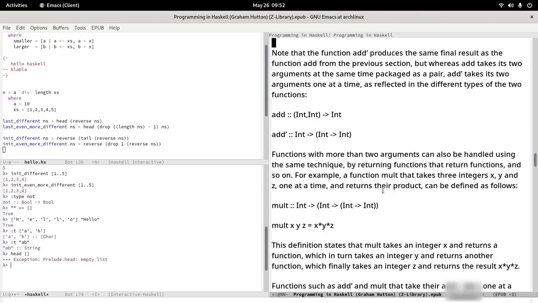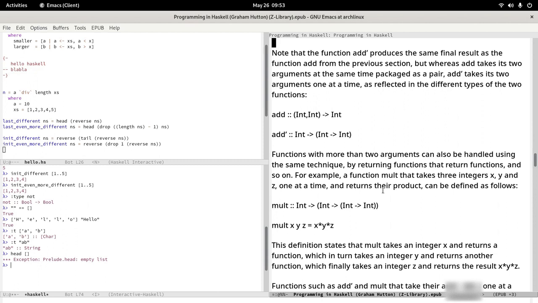Note that the function add' produces the same final result as the function add from the previous section, but whereas add takes its two arguments at the same time, packaged as a pair, add' takes its two arguments one at a time, as reflected in the different types of the two functions. add goes from a pair of Ints to Int, and add' goes from Int to Int to Int.